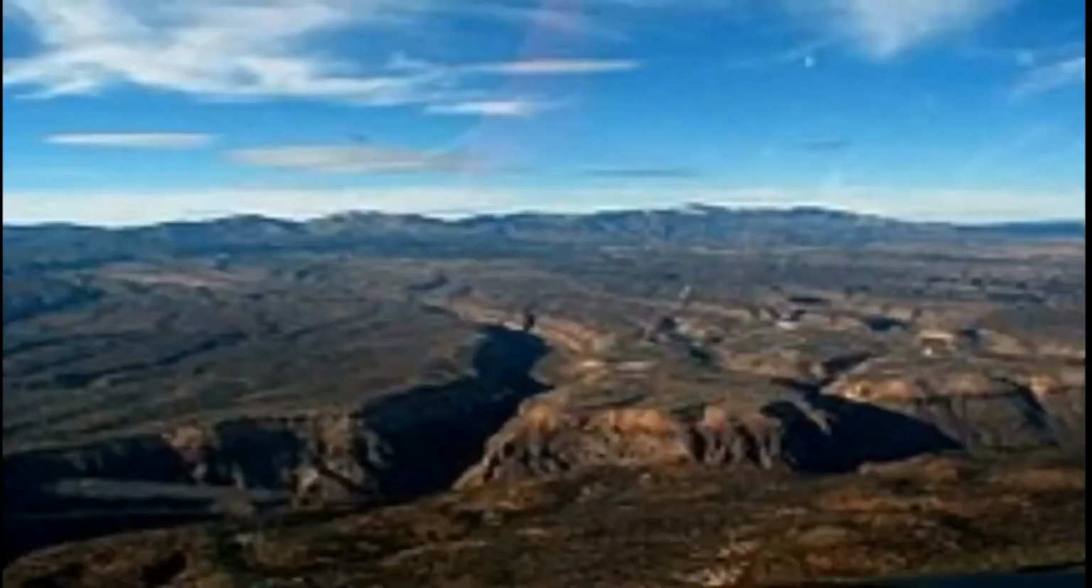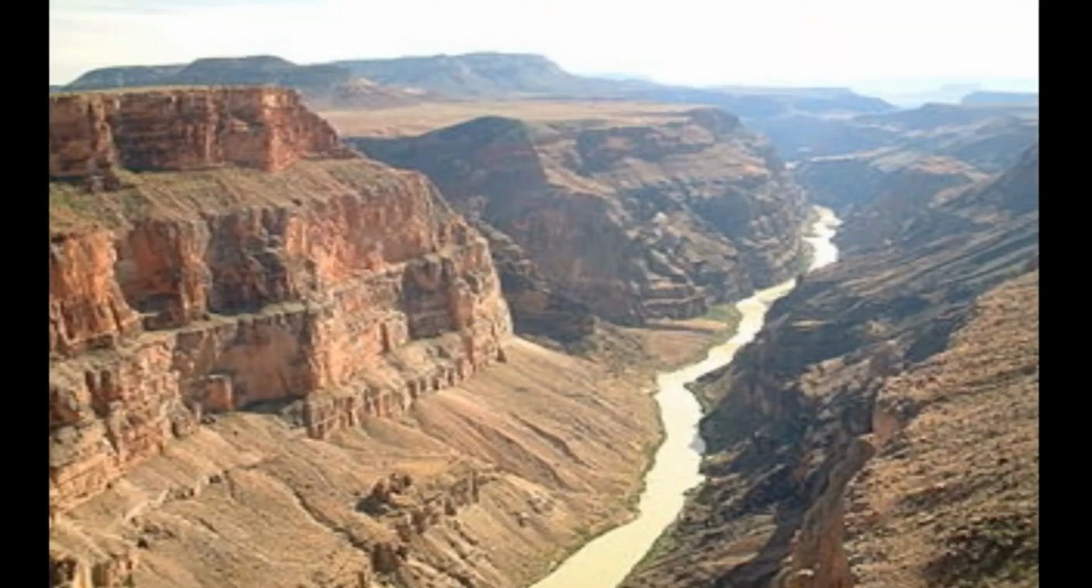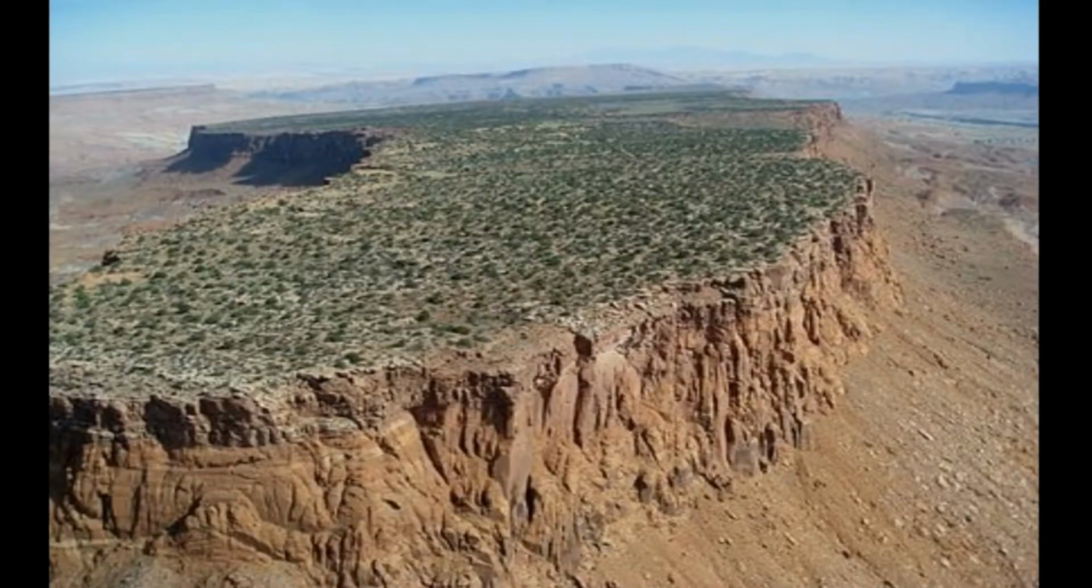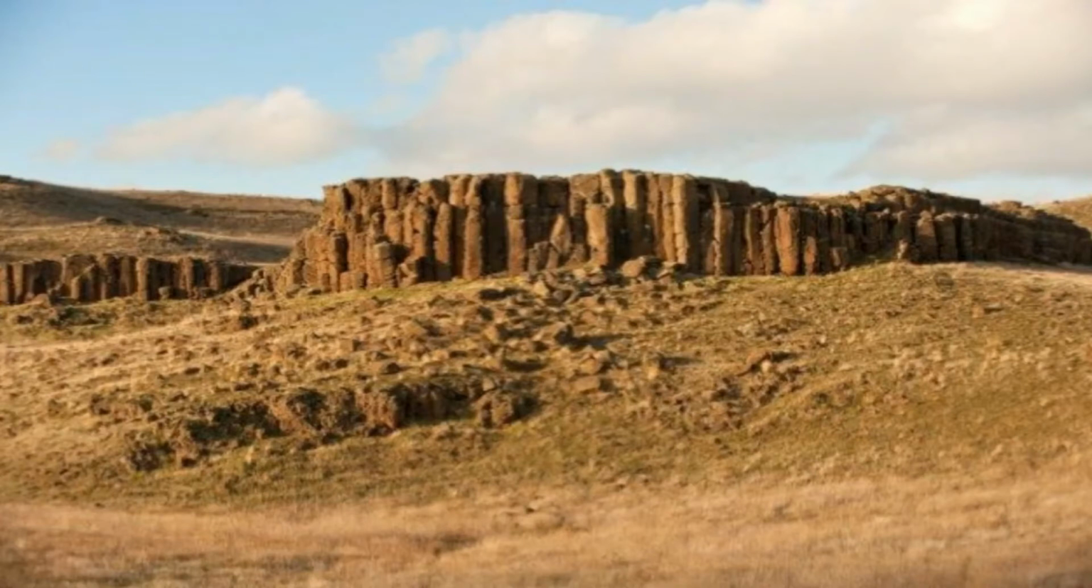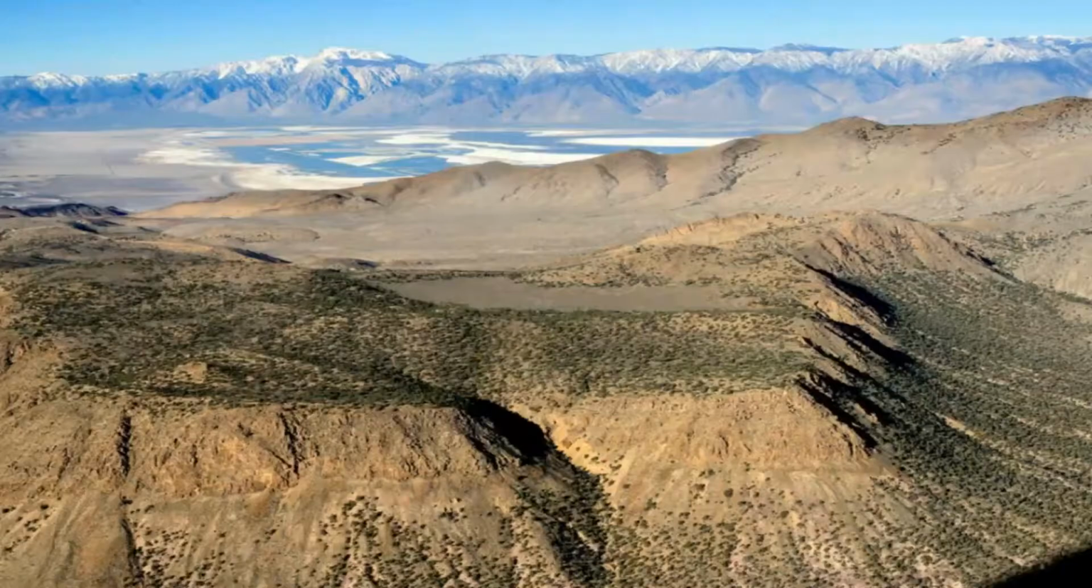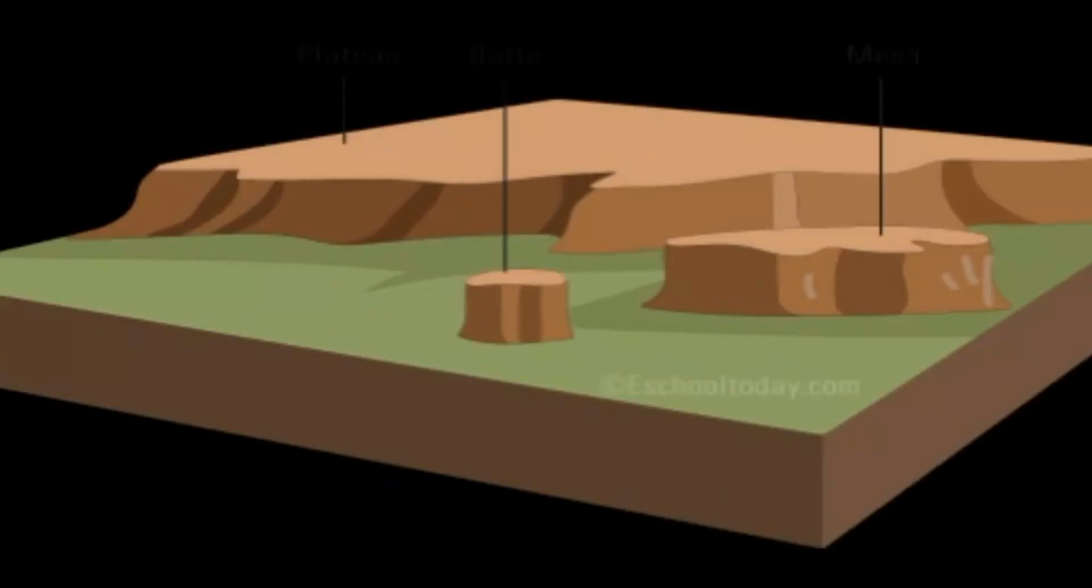Good. Now we are going to learn about another landform, that is plateau. Have you ever heard about a plateau? Yes. A plateau is a high land but with a flat top. So it is also known as a tableland. Very important, plateau is also known as a tableland.